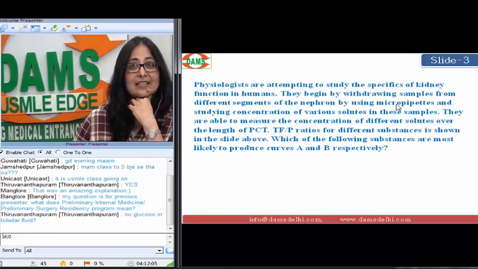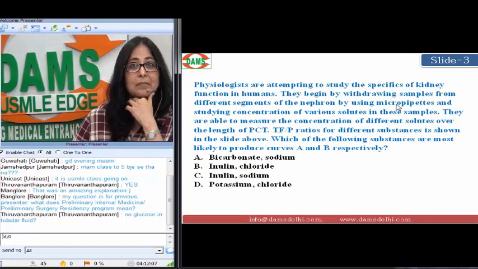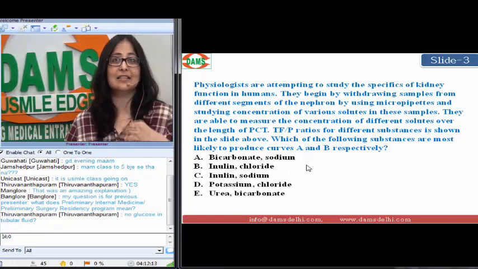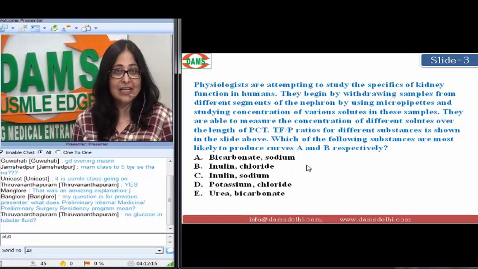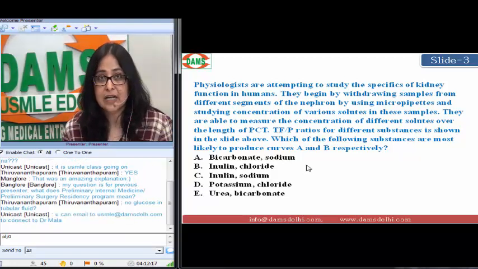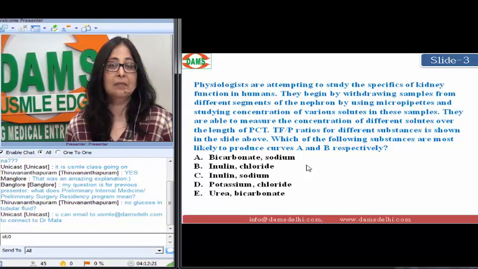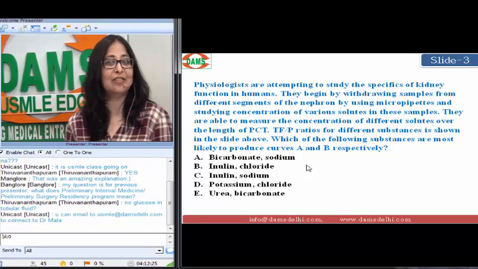So let's see this here. You've got an option here, inulin and chloride. That seems the best answer. Inulin and chloride, right? So this is the kind of difference in the pattern of the questions asked in the Indian PG entrance and the USMLE.